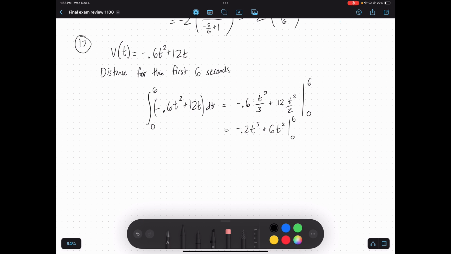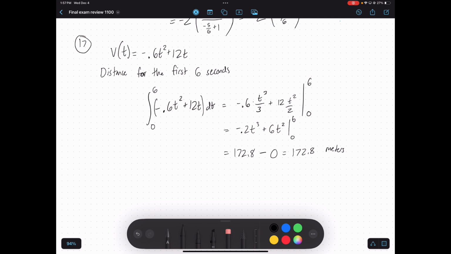If I plug in 6, I get 172.8. When I plug in 0? 0. So I get 172.8 meters. I think this is in meters per second. Okay. Any questions?